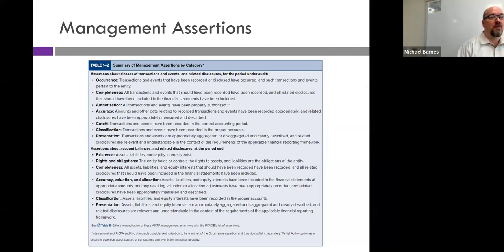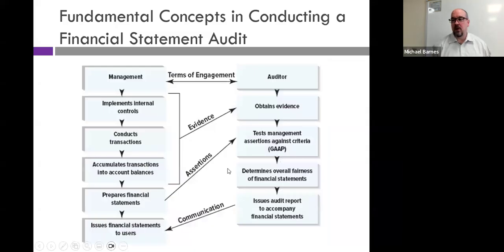When we talk about transactions and events, that's the only place that we can categorize controls, or more specifically, how we test those controls. Now, from financial statements perspective, you probably already know how a financial statement works. Management's going to implement internal controls.